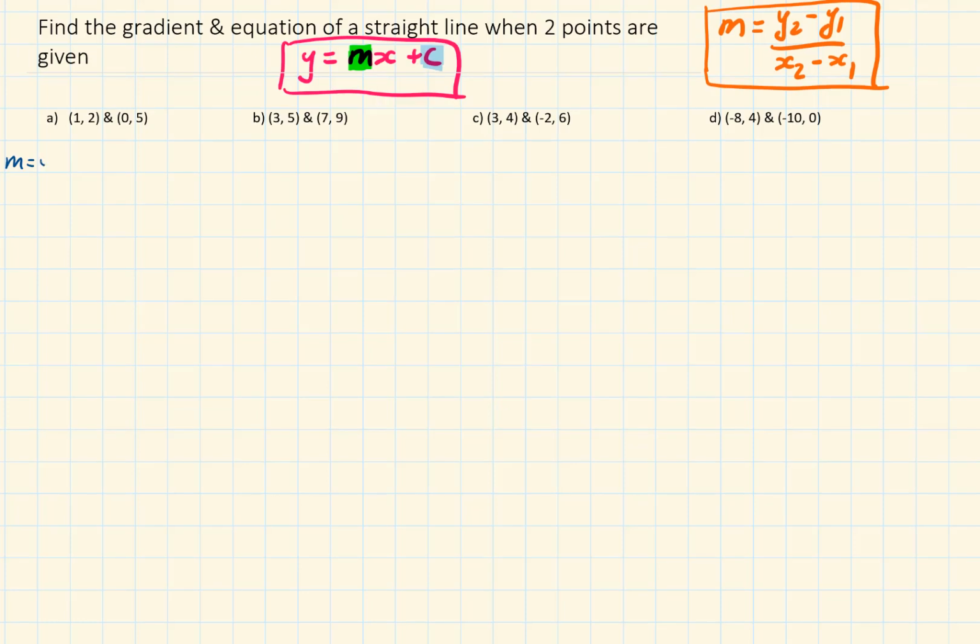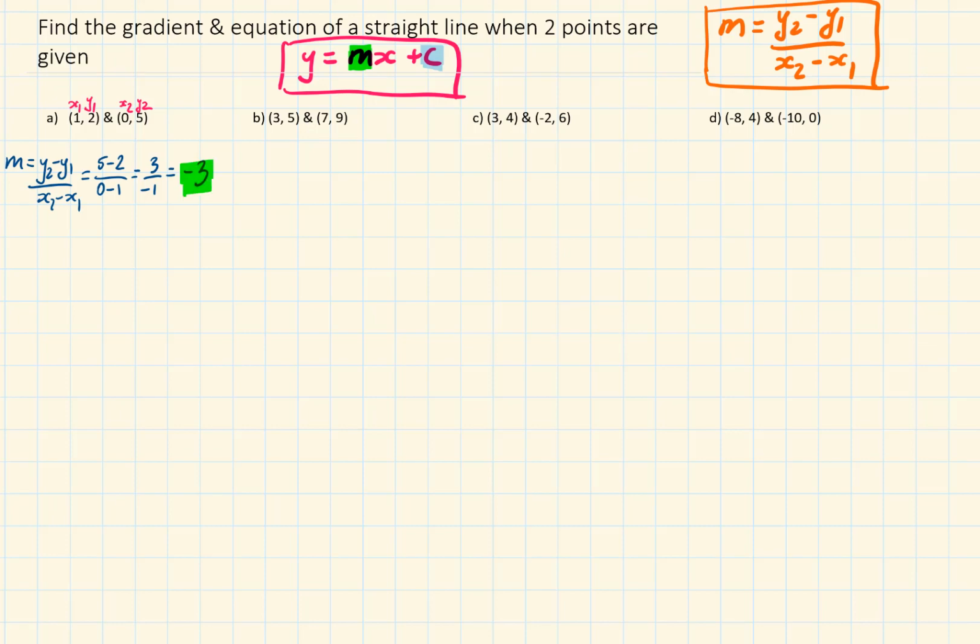m is equal to y2 minus y1 over x2 minus x1. We can start by labeling the coordinate points. We've got x1, x2, y1, y2. Now we substitute the values. We have 5 minus 2 over 0 minus 1. And this gives us 3 over minus 1, which simplifies to minus 3. So this is our gradient.